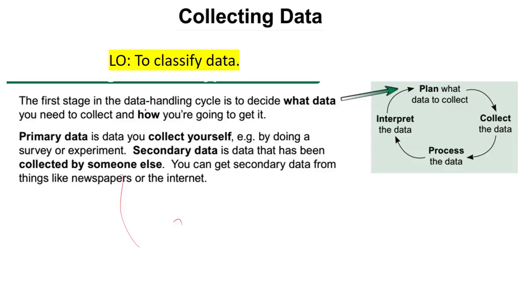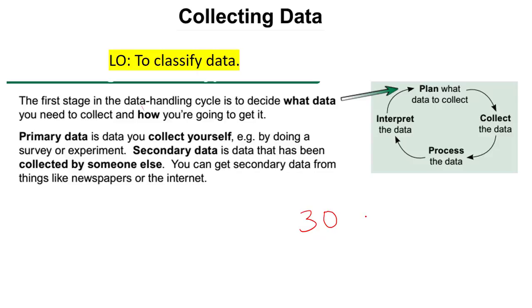Okay. Right, so the first stage in the data handling cycle is to decide what data you need to collect and how you're going to get it. Now, I want us to think about a case of some students in a class. Say, for example, I've got 30 students in a class. And in this class, I'm interested in finding out whether girls are better in maths than the boys. So I want to find out whether, say, for example, boys are better than girls in maths.